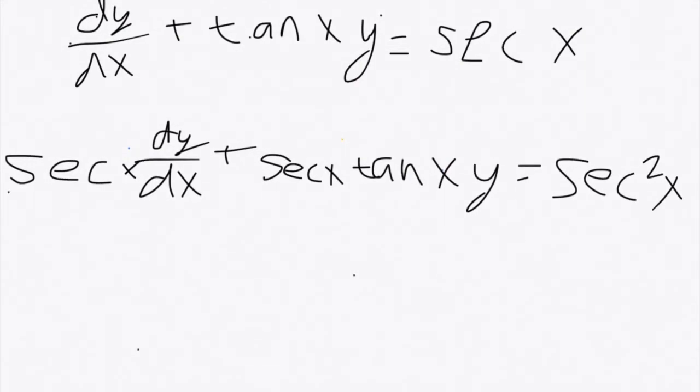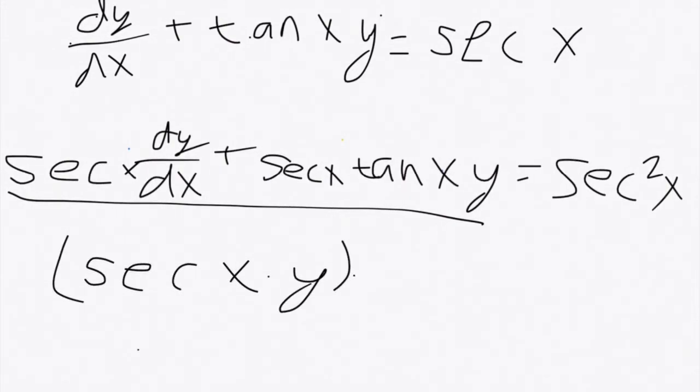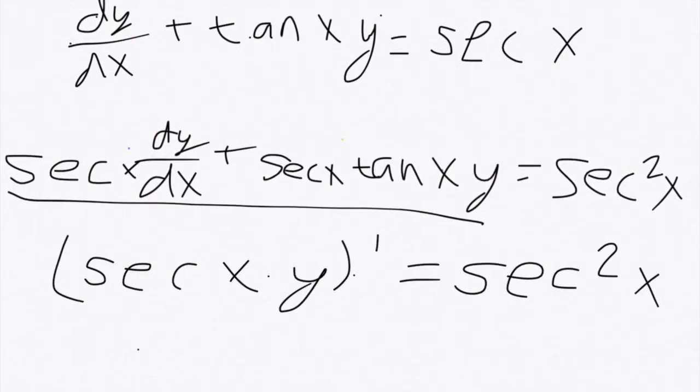And notice over here we have our perfect product rule expansion. We have secant x and y being our terms, as the derivative of secant x is secant x times tangent x, and the derivative of y is just dy over dx. So we're going to rewrite it like this: secant x times y prime is equal to secant squared x. And we're just going to integrate both sides with respect to x.